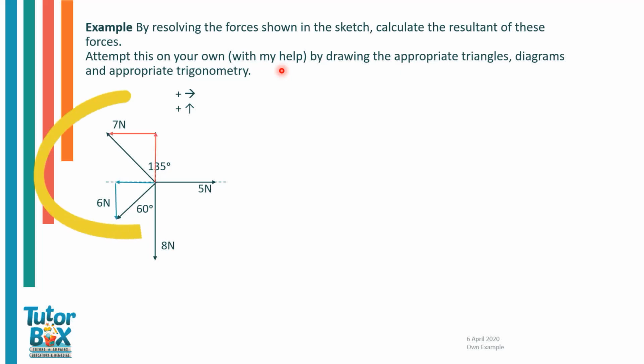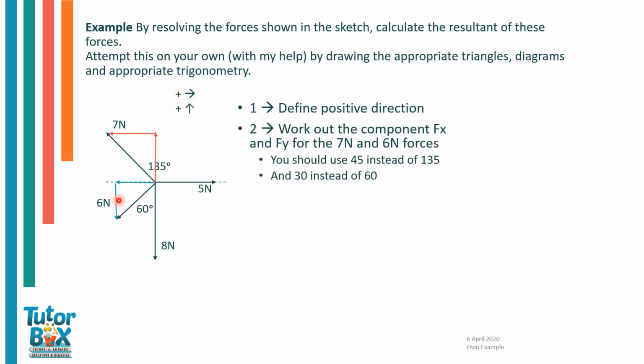All I've done here is show you that you have to work out these components, and note that they are head to tail. Next, work out what these angles are. We know that that is 135 and that is 90. Then we know that that is also 90 and that is 60. This is just a reiteration: we're working out the components Fx and Fy.